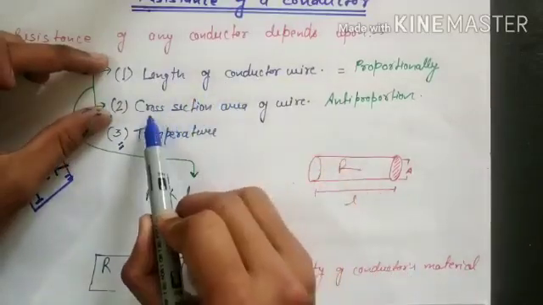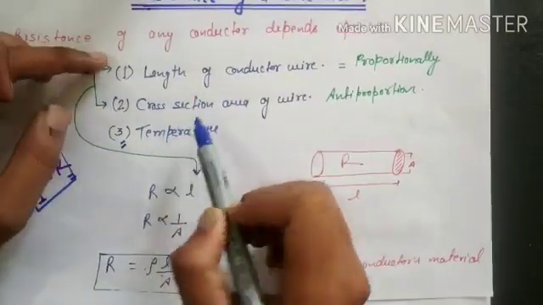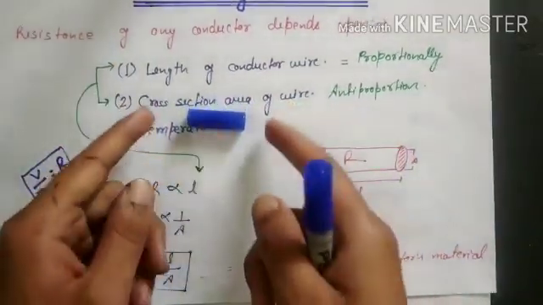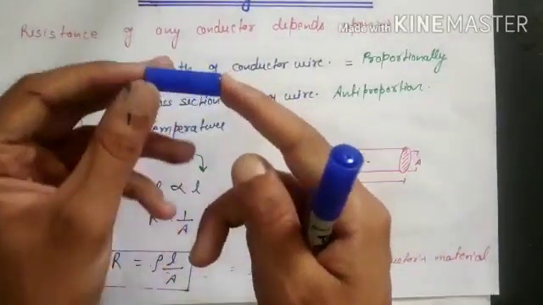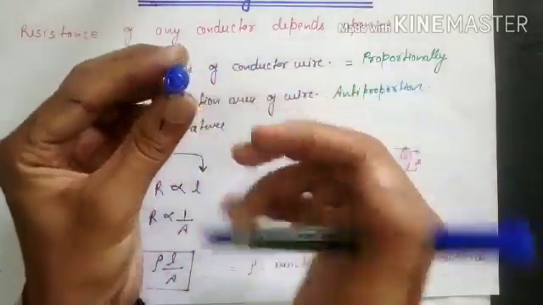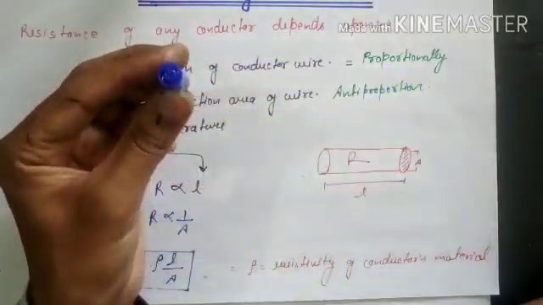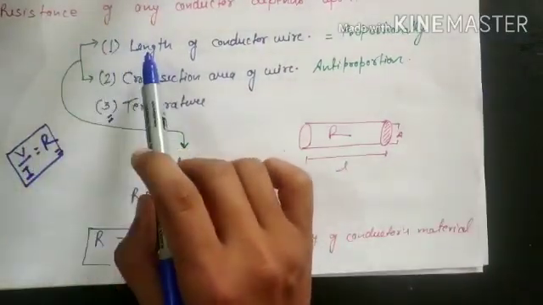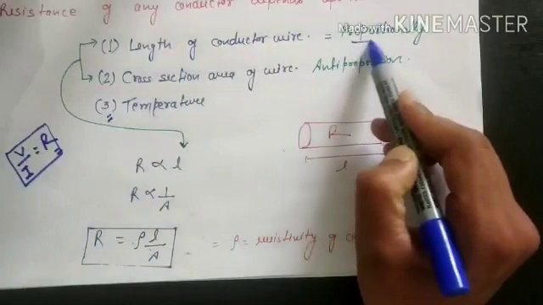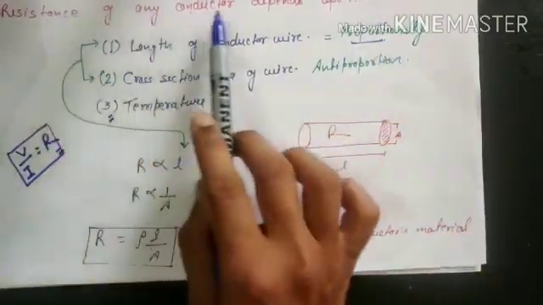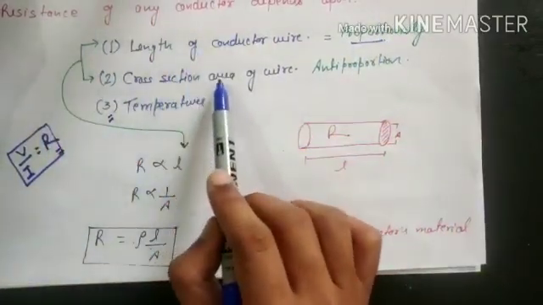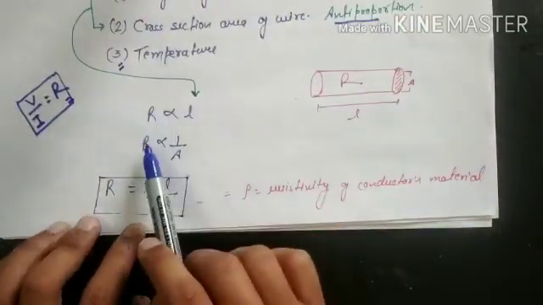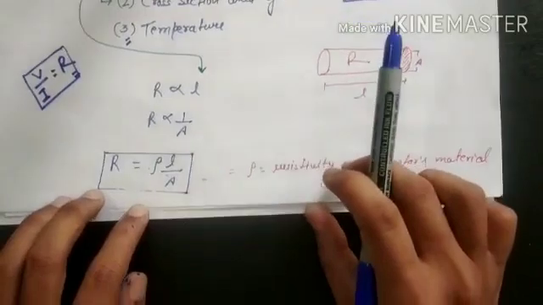First, the two things: length and cross-sectional area. One more thing here: what do you understand by cross-sectional area? For example, we have a cap. In this cap, what is the cross-sectional area? The cross-sectional area is this portion. So the resistance of any conductor wire depends upon the length proportionally, and depends upon the cross-sectional area inversely proportionally. Thus R is proportional to L and R is inversely proportional to A.